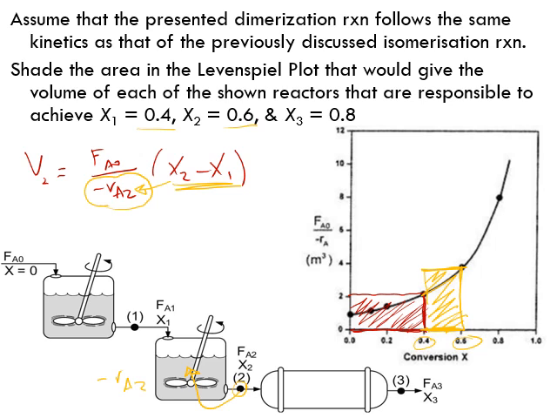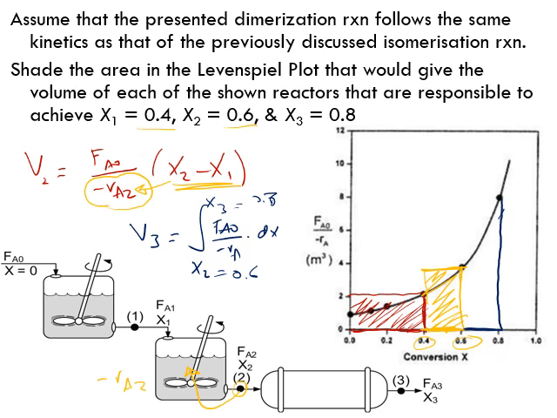Okay, let's look at the last design equation, which is V3 equals the integration of FA0 over minus RA times dx from x2 to x3. So now this is the area under the curve from x2, which is 0.6, all the way to x3, which is 0.8. Okay, so here we go. Evaluation will be from here to here, and it is the area under the curve.